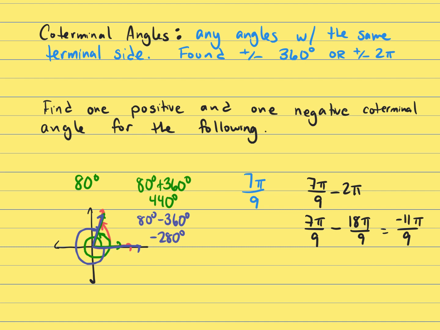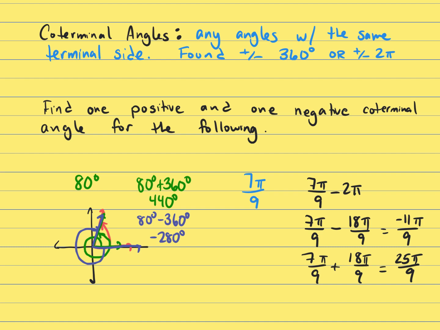And then I can do the same thing if I'm adding. I could just take my 7 pi over 9 and add 18 pi over 9. It's really adding 2 pi, but we know we have to get common denominators again. So 7 and 18 is going to be 25 pi over 9. So those are my two coterminal angles, one negative, one positive in radians, and then the previous one in degrees.